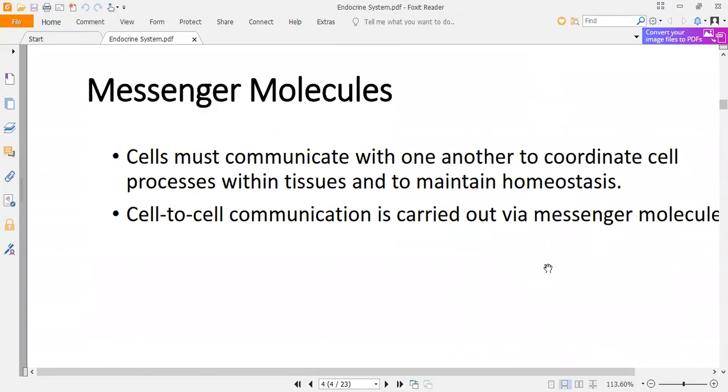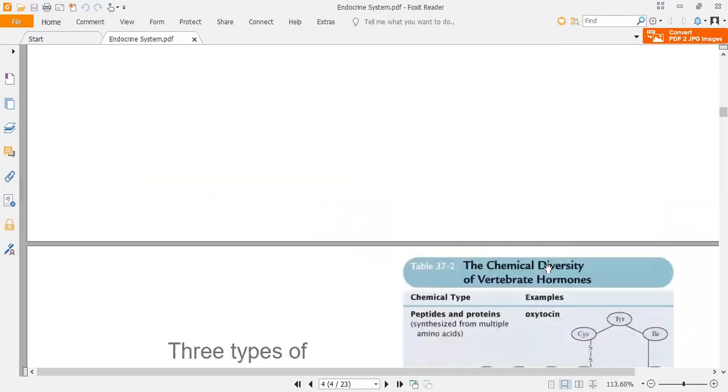Now, let's talk about how these messenger molecules behave and what makes them up, okay? Cells must communicate with one another to coordinate cell processes within tissues and to maintain homeostasis, all right? Homeostasis, as you know, has to do with regulation or maintenance of a constant internal body environment. Then cell-to-cell communication is carried out via what we call messenger molecules, which are a variety. We'll talk about those as we go on. Let's go to the next slide.